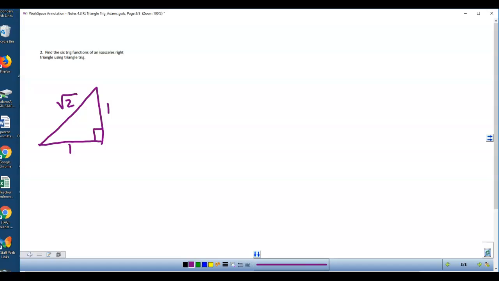So the first one we would do is sine, and we know that this is 90 and isosceles means that these two angles here are the same. So really we should know that that's a 45-degree angle, so that's what theta is. So instead of saying just theta this time, now I can say sine of 45 degrees. Okay, be sure you use your degree symbol. So sine of 45 degrees, sine is opposite over hypotenuse.